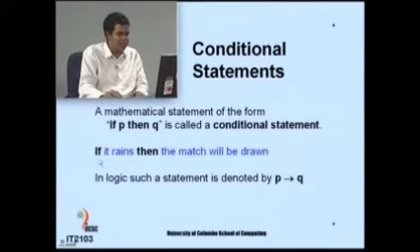For example, if you consider if it rains then the match will be drawn, that is an example of a conditional statement. In logic, such a statement is denoted by P arrow Q. Note the arrow is pointing to Q. So, it intuitively looks like Q derives from P. If P is true, then Q is also true. Let us consider the truth table for a conditional statement.